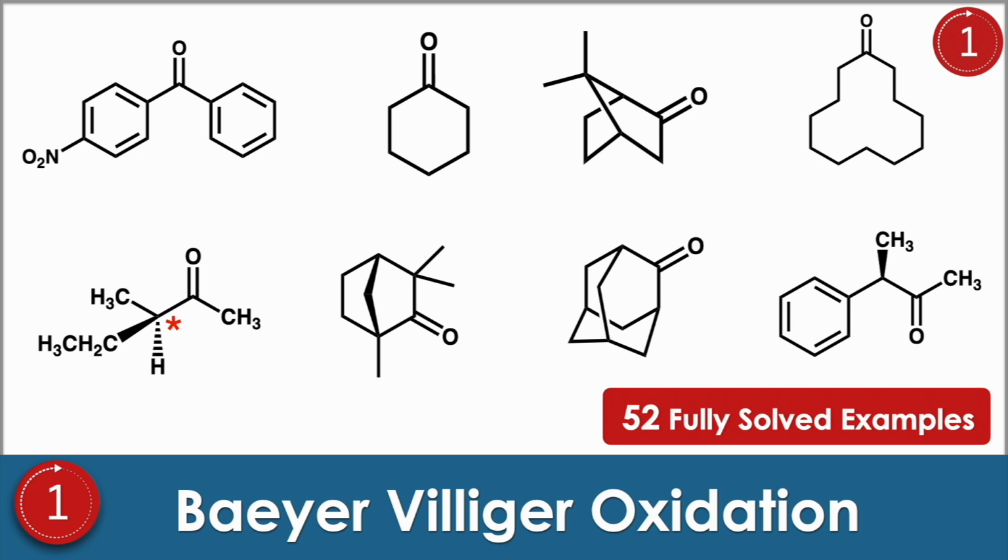In this video, we are going to see the Baeyer Villiger Oxidation Rearrangement reaction. The reaction is an important organic rearrangement reaction. The concept is fully explained using 52 examples from various examinations. It will help you to understand the concept much better.